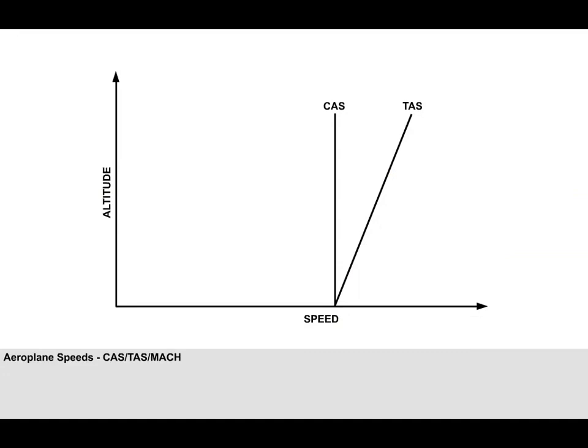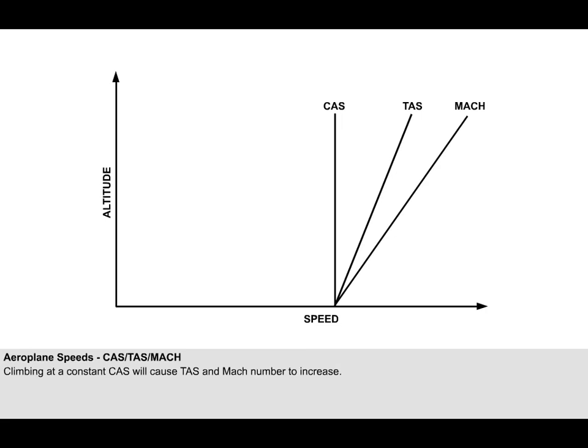If calibrated airspeed, or simply indicated airspeed, is kept constant with altitude, then as density falls, the true airspeed will increase as shown. But if true airspeed increases with altitude, while the local speed of sound decreases, then the Mach number must increase. These lines representing these three speeds can be manipulated to help solve complex problems.